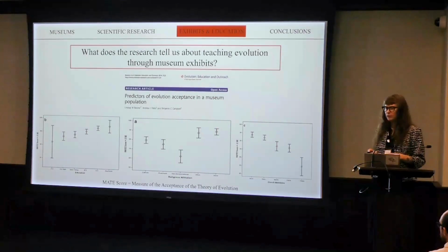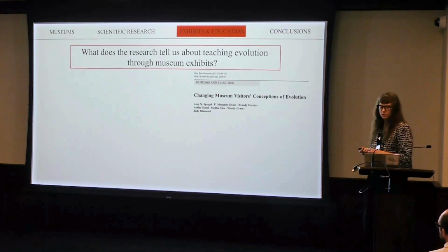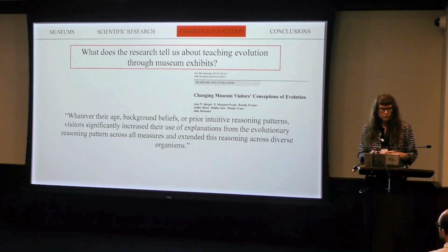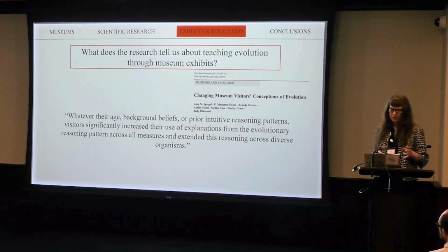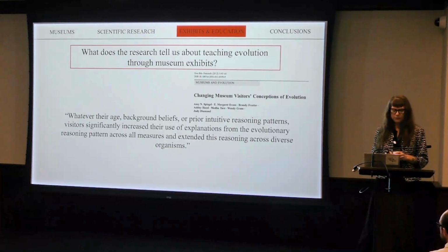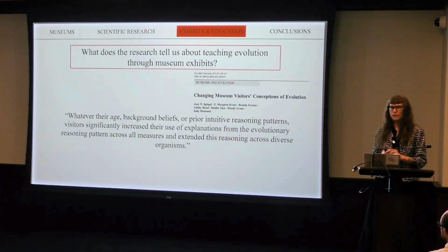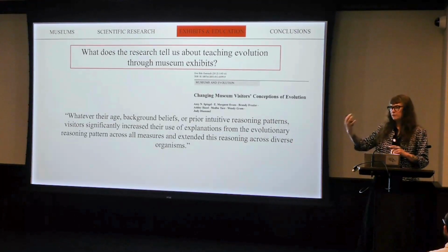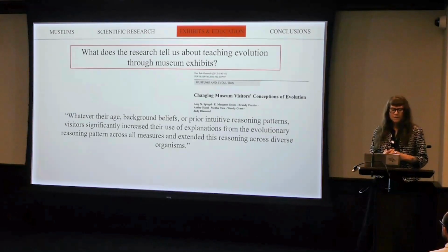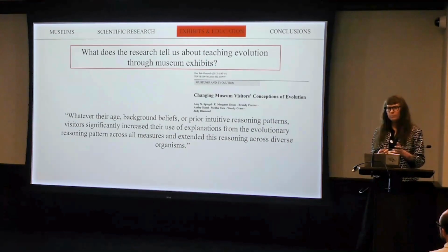So I want to walk you through one more study, and this one is on changing museum visitors' concepts of evolution. What they found was that whatever their age, their background beliefs, and this includes religious beliefs or prior intuitive reasoning patterns, and this looked at things like whether they were more likely to believe in intelligent design or in the theory of evolution or be quite agnostic about it, visitors significantly increased their use of explanations from the evolutionary reasoning pattern across all measures and extended this reasoning to other diverse organisms.